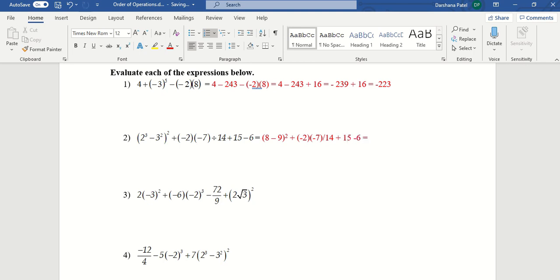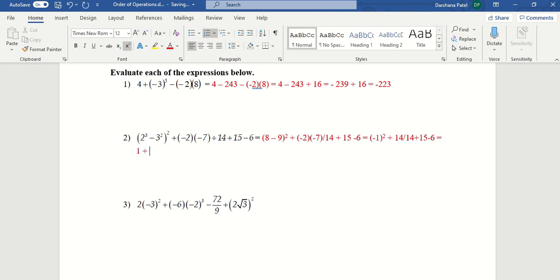Now 8 minus 9. It's very tempting to bring the square in, but we have to follow order. I have to do inside the bracket first. So 8 minus 9 will give me negative 1. The square outside remains the same. Now I can do negative 2 times negative 7. So that will give me 14. Divide by 14 plus 15 subtract 6. Negative 1 squared is positive 1. 14 divided by 14 is 1, plus 15 subtract 6. 1 plus 1 is 2, plus 15 is 17, subtract 6 will give us 11.